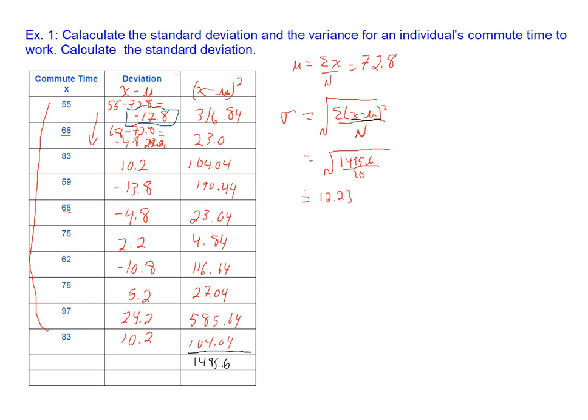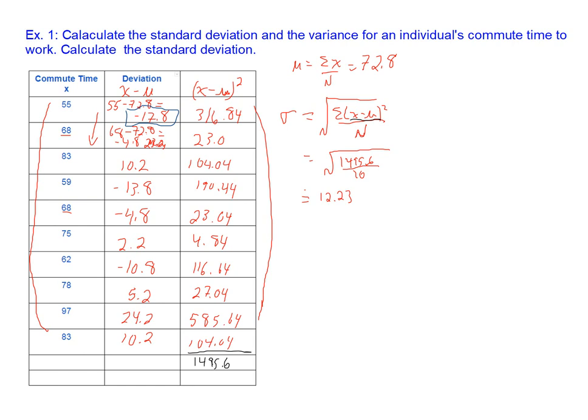So what that means is that on average these data points are 12.23 units away from the mean. So assuming this commute time is in minutes, on average each data point is 12.23 away from the mean. When you're looking at standard deviation, the larger the standard deviation, the more spread out the data is, because every data point is on average further away from the mean. The smaller the number, the more clustered they are to the center.